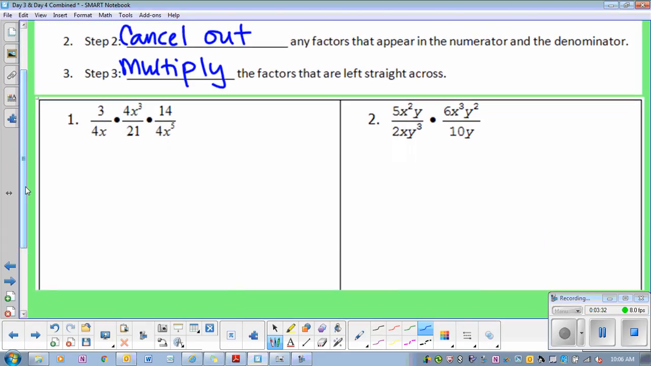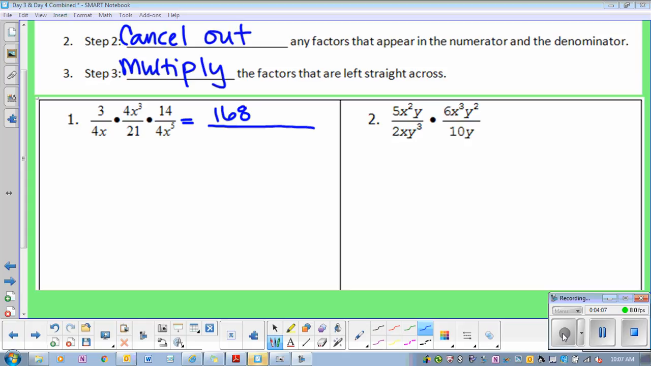So, number 1, do you see any plus or minuses here, guys? No. So, really, everything is multiplying. I think the easiest thing to do here, since you guys all have calculators, is take all the numbers and multiply them straight across. All the numbers from the top. What is 3 times 4 times 14? Okay, so that's 168. This is in the numerator on the top.